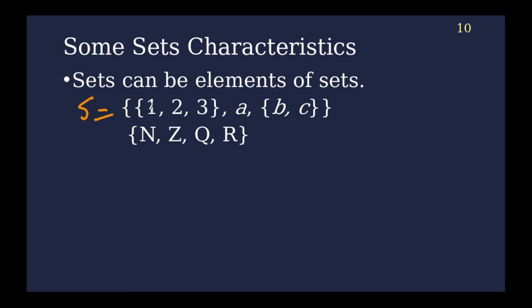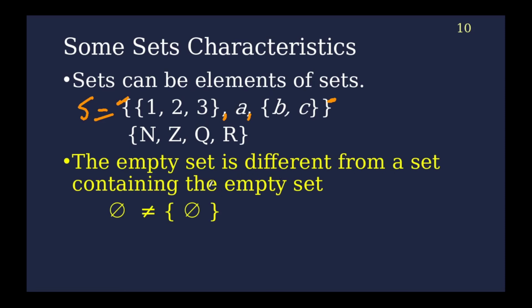Let us define S equals to this. From the opening curly bracket up to the closing curly bracket is one set. And what are the elements of this set? The first element is a set itself. Then there is a comma. That means there are three elements in this set: one which is a set, second a plain element, and third again a set. So {1, 2, 3} is a set, {b, c} is a set, but these are part of this set. So a set may contain an element that is a set.